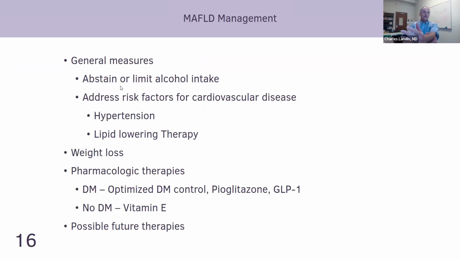In general, we still focus on general measures for management. I'm not going to talk about these too much, but of course we talk about abstaining from or limiting alcohol intake. You should always discuss alcohol intake in the context of someone with fatty liver disease, because it's really hard to determine if fatty liver disease is caused by something other than alcohol if there are substantial amounts of alcohol present. Address other risk factors for cardiovascular disease, but the mainstay is going to be working towards weight loss, typically through lifestyle intervention. You can also talk about bariatric surgery. And then there are pharmacologic therapies, which we'll talk about more and which have become more prominent now.